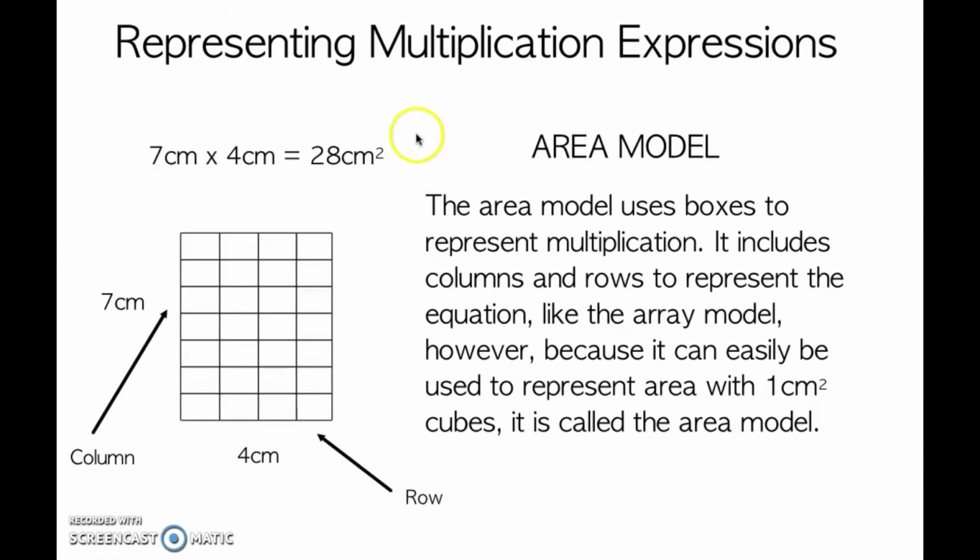The area model relates really strongly to our current study in measurement. So similar to arrays, you have again columns and rows, and when you multiply those together, you get 28 centimeters squared. However, unlike the array model, we have 1 centimeter squared boxes here, and if we count all those up, then we get the area in here, which again is that 28 centimeters squared.